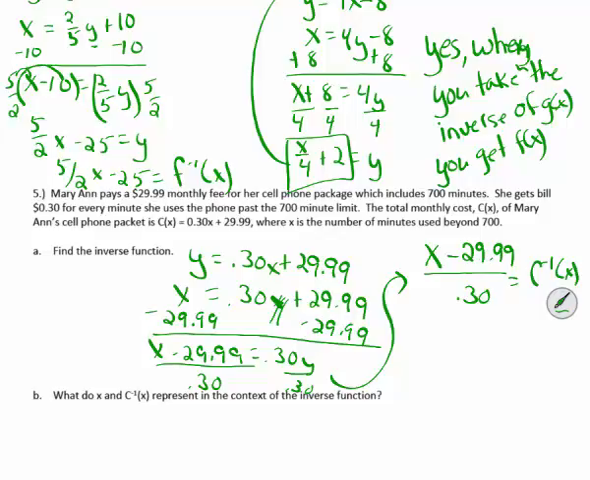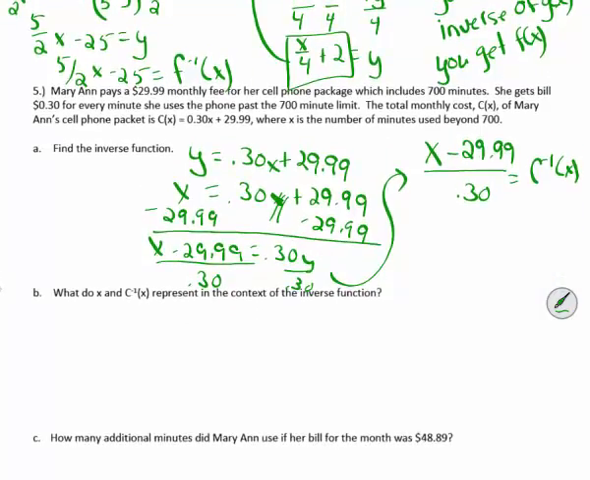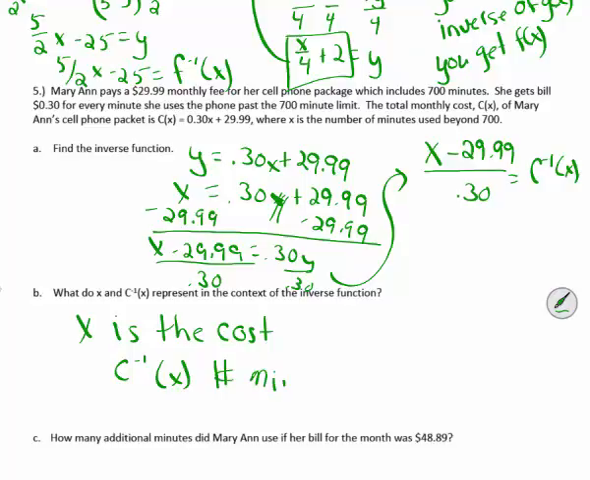What do x and c negative 1 of x represent? Well, what happens is that now, because I did the inverse, they changed what their meanings are. So in the original function, x was the number of minutes, and c of x was the cost. Well, now it's reversed. X is the cost, c negative 1 of x is the number of minutes past 700.